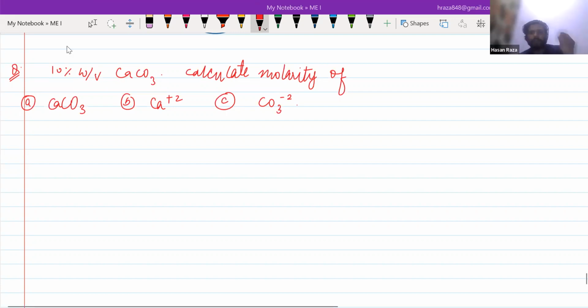Okay, everyone. So from the last topic of the last class, I gave you a question: 10% weight by volume calcium carbonate. Calculate the molarity of CaCO3, Ca plus 2, and CO3 minus 2.